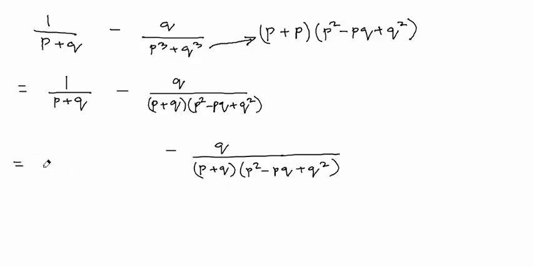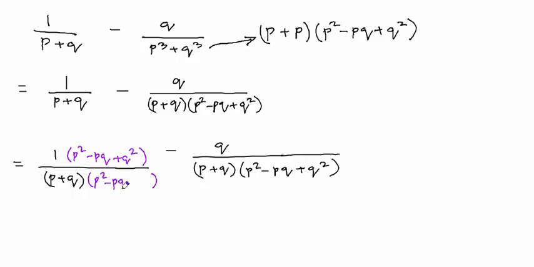All we do is we want to rewrite the 1 over p plus q. We have a 1, we have a p plus q. But we need to write all of this over here so that they are on the same denominator. Therefore, that amounts to multiplying the numerator and the denominator with p square minus pq plus q square, so that the fraction doesn't change. It's still the same thing.